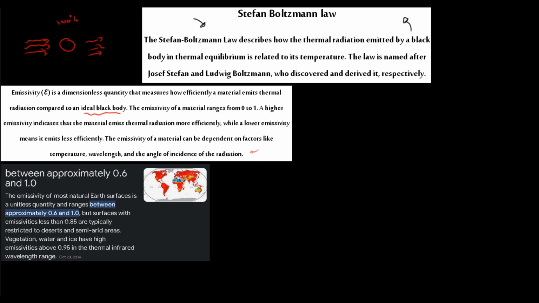Then we have this, according to Google. I did a quick little Google search and just pasted it on this application. So the emissivity of most natural Earth surfaces is a unitless quantity, and it ranges between approximately 0.6 and 1. Okay, so what does this mean? Well, let's say, for instance, we have what is usually referred to as a gray body. So let's say we have 0.3 emissivity. Now, in our Stefan-Boltzmann's law, we're going to add this 0.3 to our equation, which has no units. Okay, so no unit. So we can just simply add 0.3.